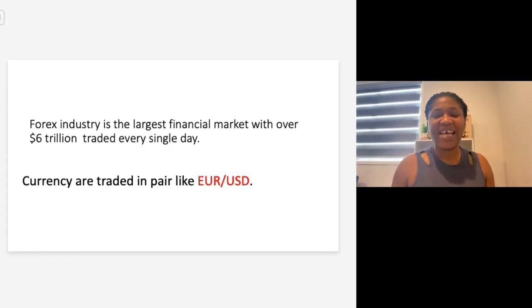Forex trading is the largest financial market with over $6 trillion traded every single day. This is not just for forex, but for the industry overall. The industry comprises the stock market, the Tokyo stock exchange, and all of that, but we're going to get into that. So 6 trillion is traded every single day. If that is not the largest financial market, I don't know what else it is. Currencies, for example, that are traded are EUR/USD, GBP/JPY, GBP/USD, and so many like that. So we're going to get into it.